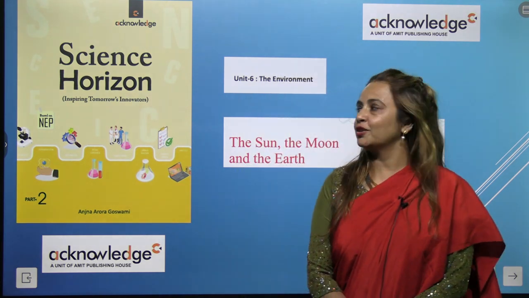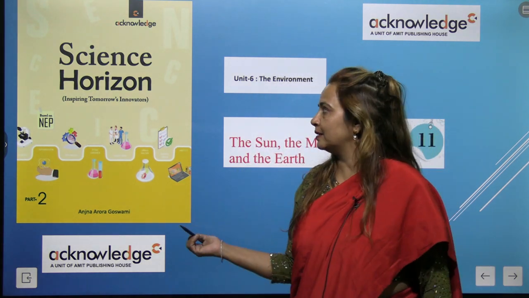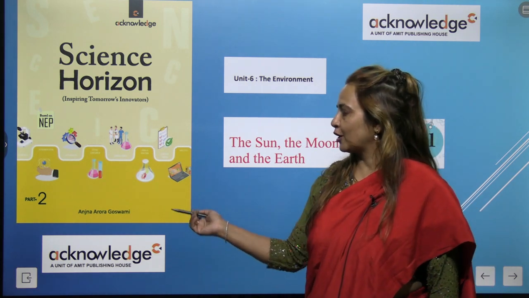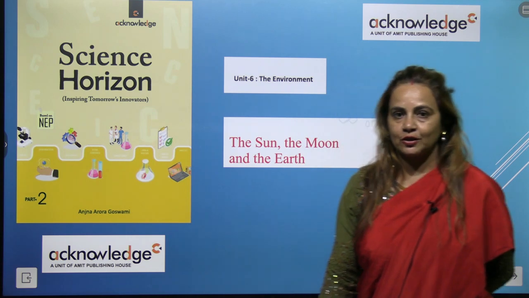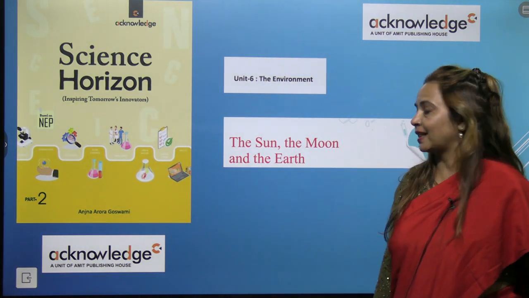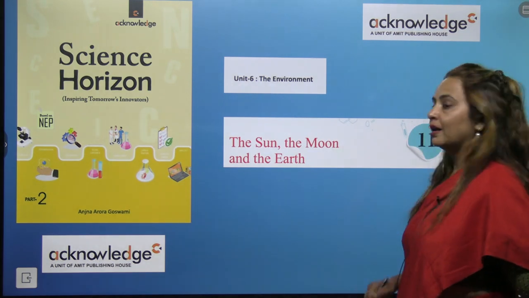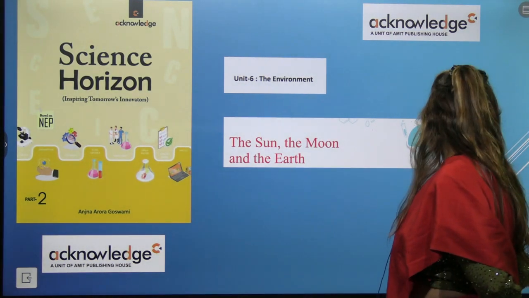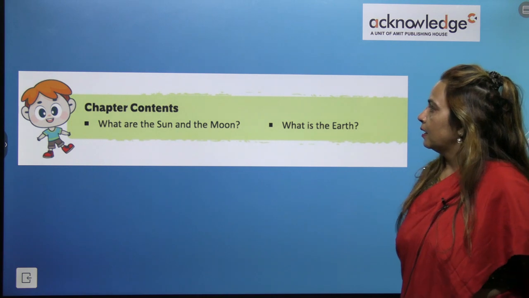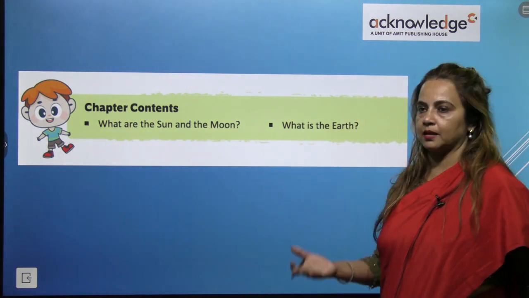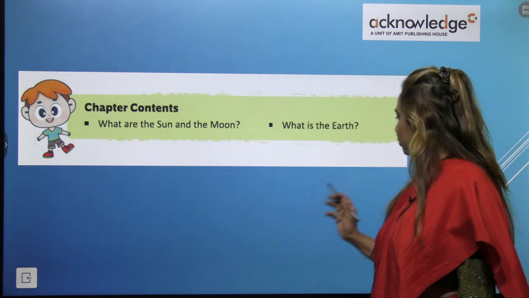I am again Charu ma'am, your science teacher, teaching you from the book Science Horizon by Amit Publication from Knowledge Series. So, children, what is your next chapter? The sun, the moon, and the earth. This is lesson number 11, chapter number 11. This chapter contains what is the sun and the moon and what is the earth. Sun, moon क्या होते हैं और earth क्या होते हैं.